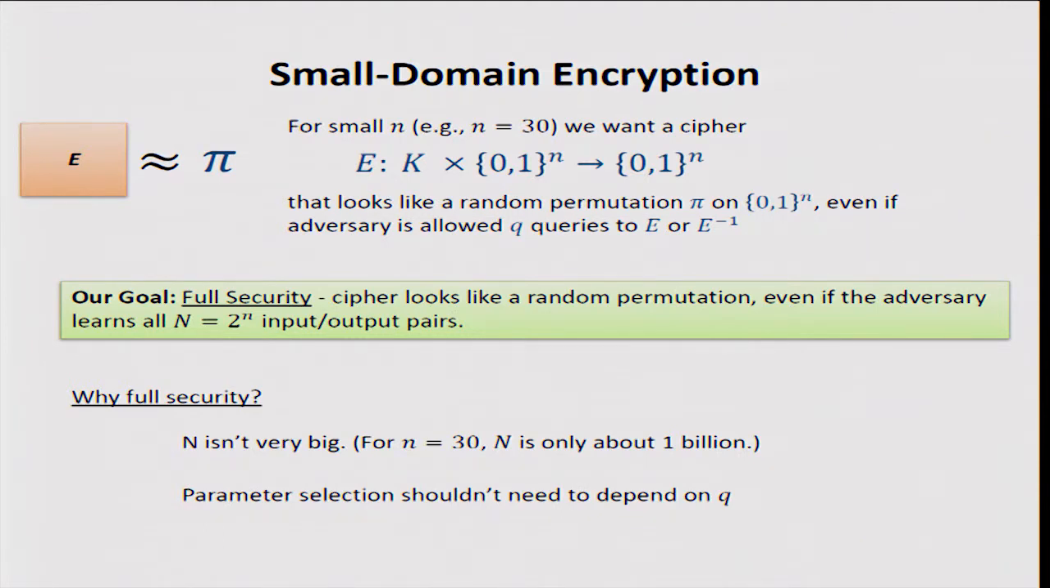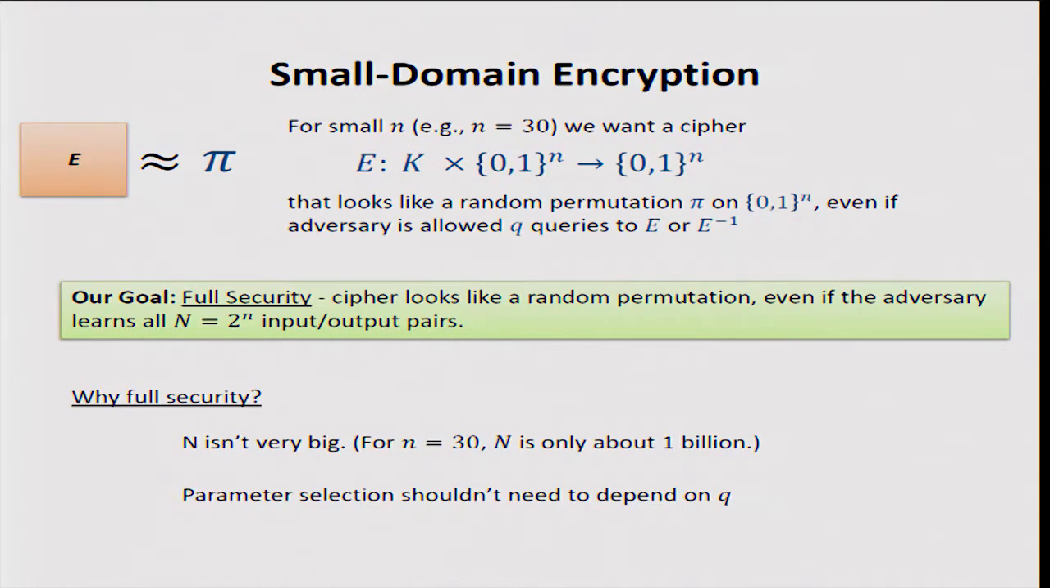So why are we targeting full security? Well, the name, small domain, already tells us the domain in this case isn't very big. A big N here, 2 to the n, is not very big. For example, for our example with n equal to 30, big N, the size of the domain, is only about 1 billion. The other thing we want is that parameter selection ideally shouldn't depend on this number Q. If you're building a system and you're trying to decide how many rounds to use in some block cipher, it's very difficult to predict how many queries you're worried about. And so ideally, we'd get full security, and then we can just base our rounds on the size of the domain n.